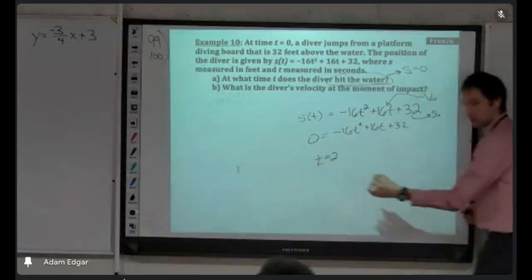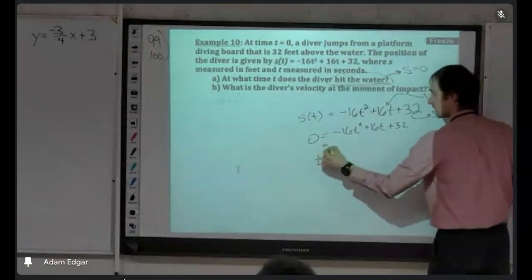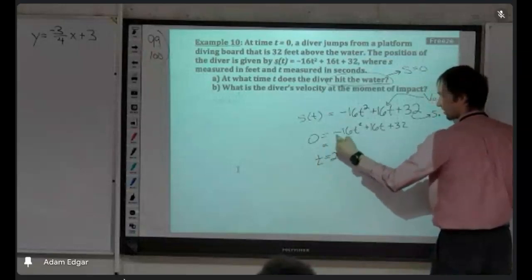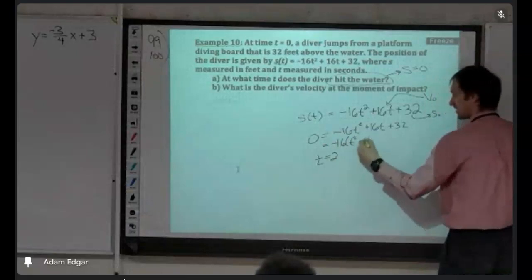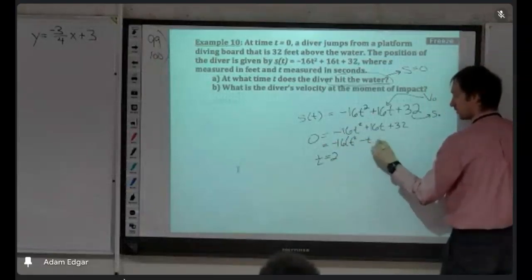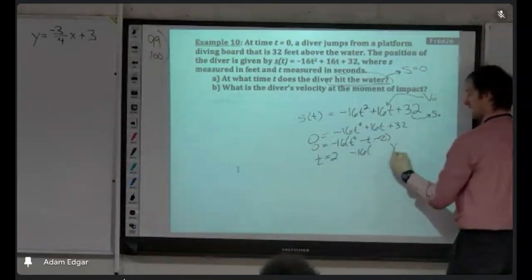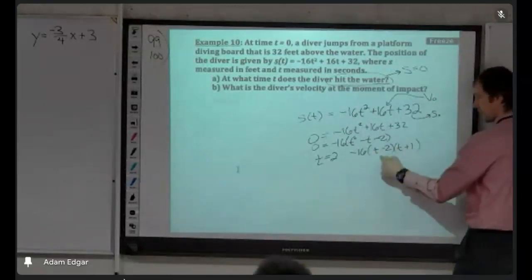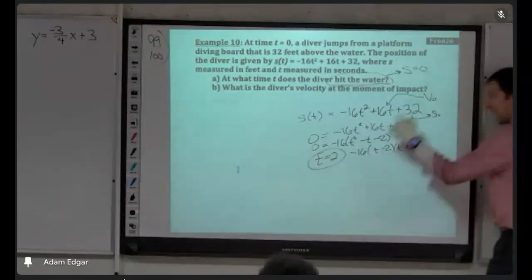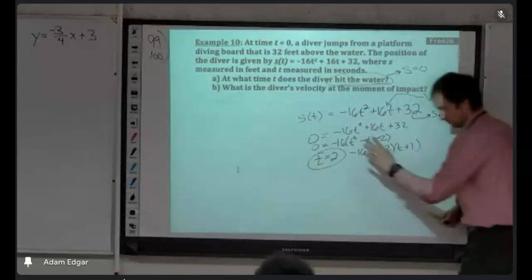Any questions on how we get there? Yes. What's our GCF? 16, and since the leading coefficient is negative, let's take out a negative 16. So we're left with t squared minus t minus 2. And then t squared minus t minus 2 factors down to t minus 2 and t plus 1, right? So we have a solution of t equals 2 and of t equals negative 1. We don't care about negative time. It's irrelevant in our world. So we just go with 2 seconds.